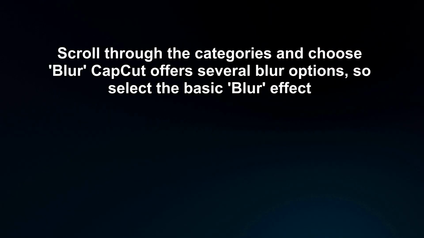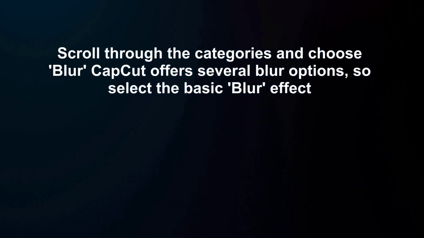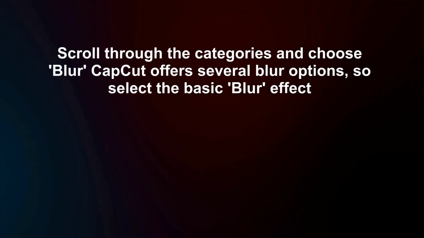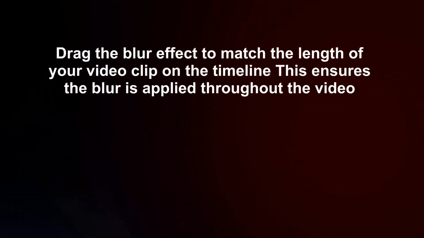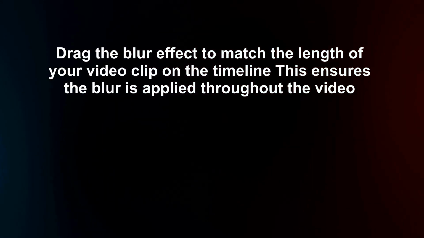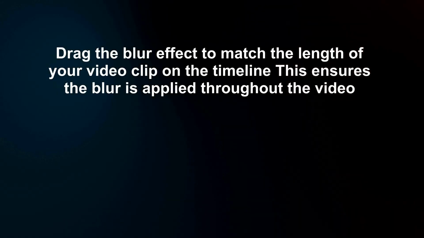Scroll through the categories and choose Blur. Capcut offers several blur options, so select the basic blur effect. Drag the blur effect to match the length of your video clip on the timeline. This ensures the blur is applied throughout the video.